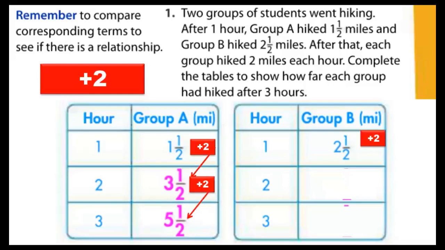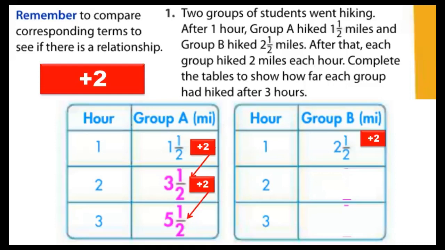Let's do the same to the second table and start with the first hour for Group B. They hiked 2.5. Apply the rule, or the pattern, here. Adding 2.5 plus 2 equals what? I told you to just add the two whole numbers here.